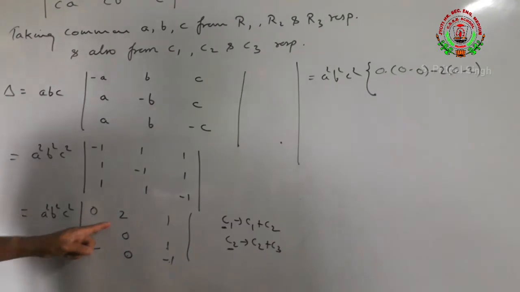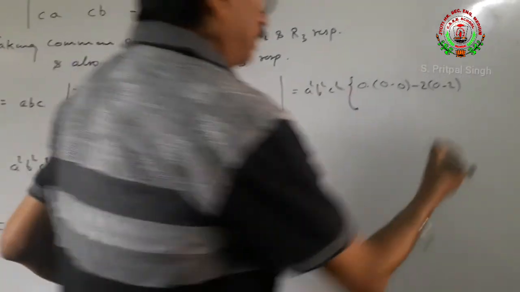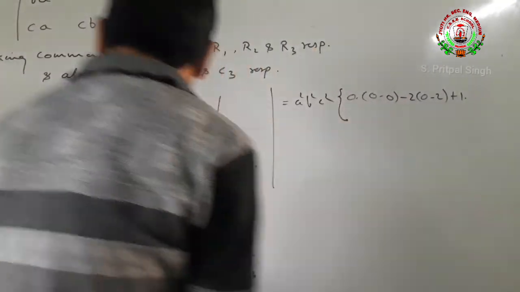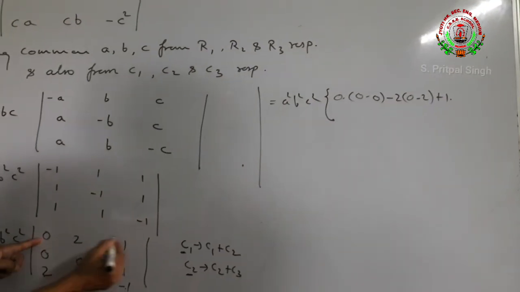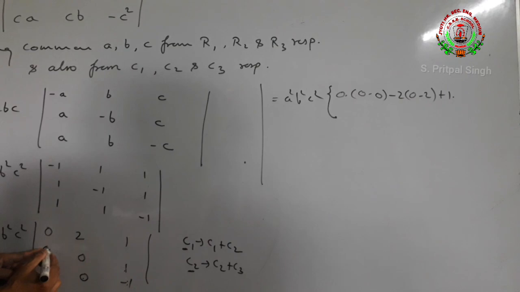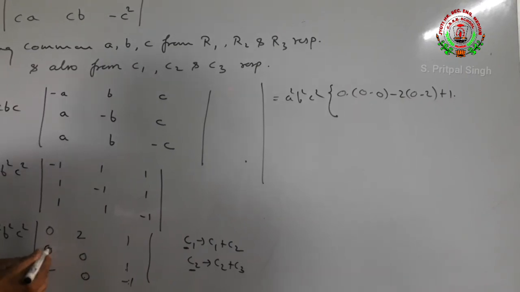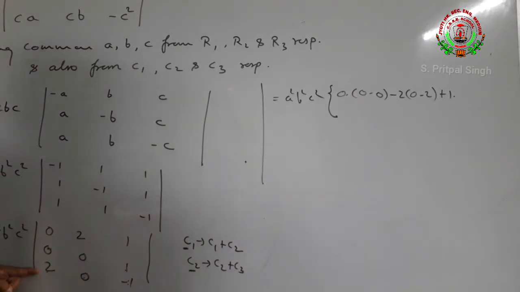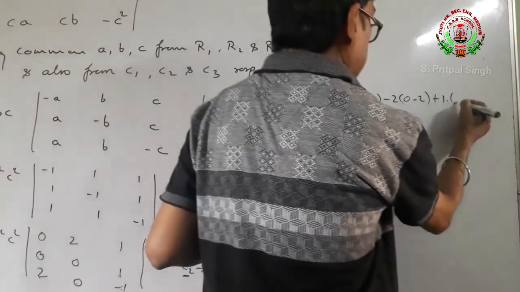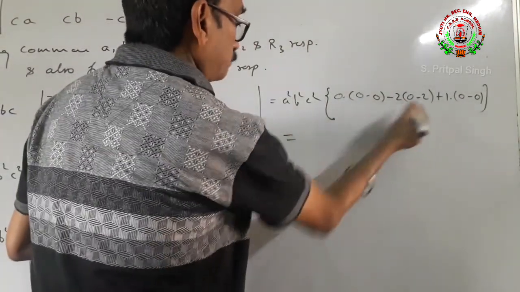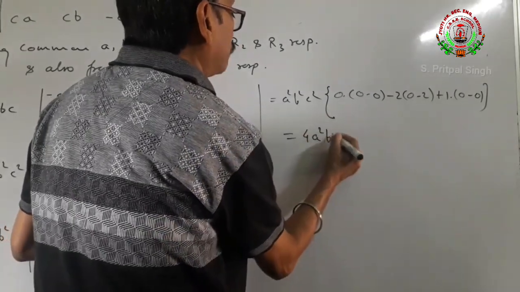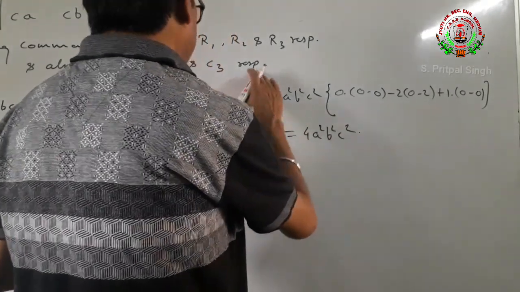And the last one is 1 plus 1 into 0 into 0, 0, 2 into 0, 0. This we are going to delete, and this 2 by 2 we are going to evaluate. Top to bottom minus bottom to top. Again we are getting 0 minus 0. So the result will be left out only with minus 2 into minus 2, 4. That becomes 4 times a square, b square, c square.